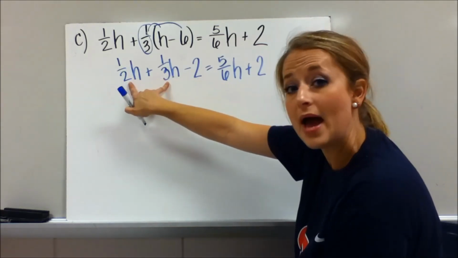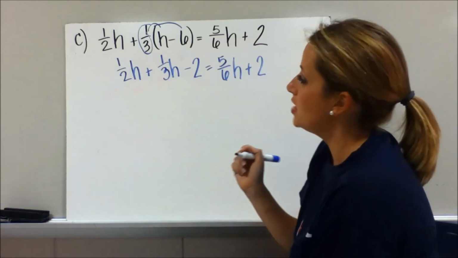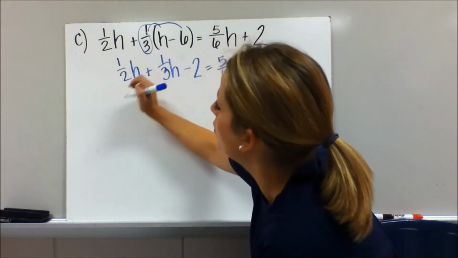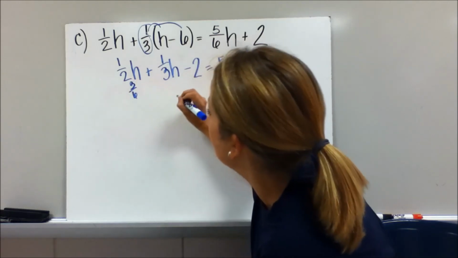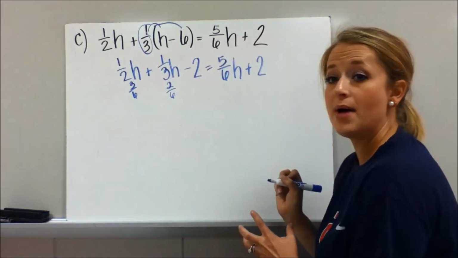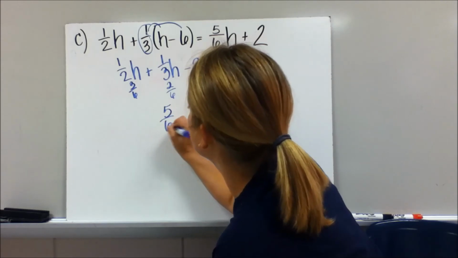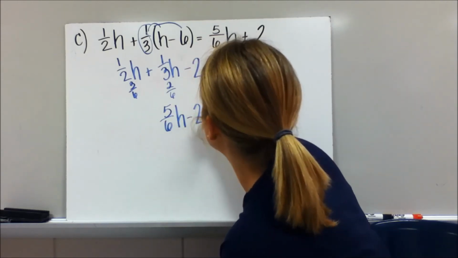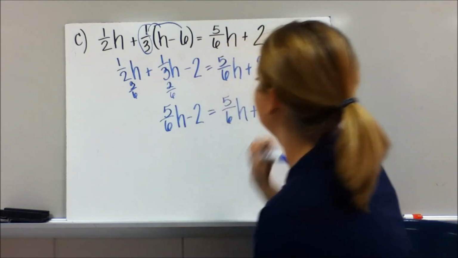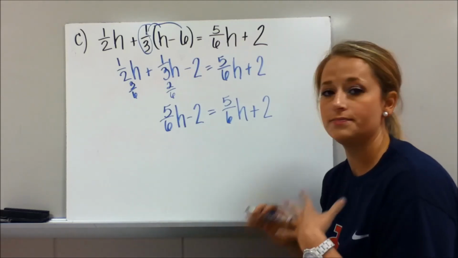Combining those coefficients means I'm adding those fractions. To add fractions, you need a common denominator. So instead of rewriting all that, I'm just going to come underneath here. 1/2 will be the same thing as 3/6, and 1/3 would be the same thing as 2/6. Now, if I combine those two, 3/6 and 2/6 is 5/6. So I have 5/6h minus 2 equals 5/6h plus 2. Now, you're looking at it and you're already thinking, man, that looks a little bit weird.